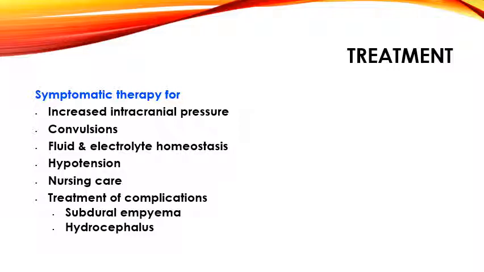Treatment of complications, say for subdural empyema, if that is causing too much of a problem, then you have to drain it. For hydrocephalus, the commonly seen is communicating hydrocephalus. It resolves on its own but if it is not resolving and causing a lot of CNS symptoms, then maybe in a few patients a VP shunt is required.